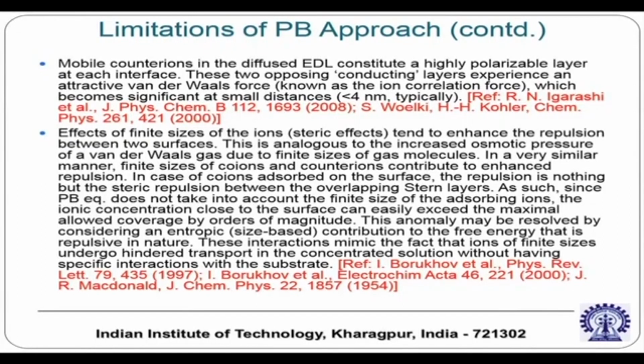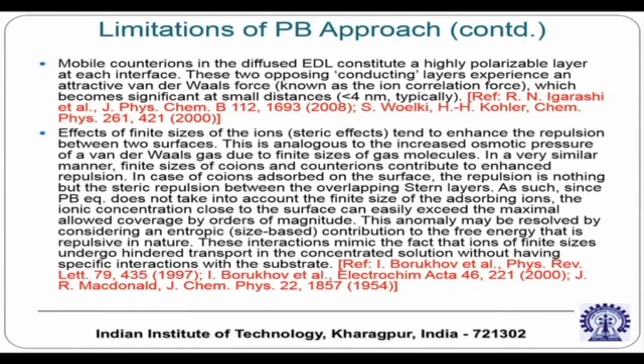Effects of sizes of the ions, this is important. We considered ions as point masses, point charges while deriving the Boltzmann distribution, because nowhere did the diameter of the ion explicitly come into the picture in the derivation. But the effect of finite sizes of the ions is that they tend to enhance the repulsion between two surfaces. This is analogous to the increased osmotic pressure of a van der Waals gas due to finite sizes of the gas molecules. In a very similar manner, finite sizes of coions and counterions contribute to enhanced repulsion.